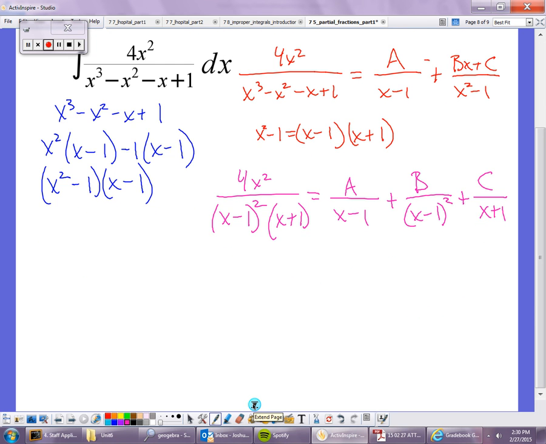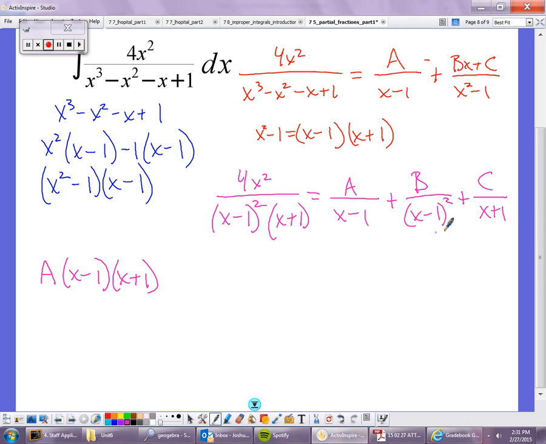Think about what I have to multiply each fraction by. In order to combine these three fractions, I'm going to have each one have the denominator x minus 1 squared times x plus 1. What is this one missing in the denominator? It's missing an x minus 1 and an x plus 1. So I will have a times x minus 1 times x plus 1.